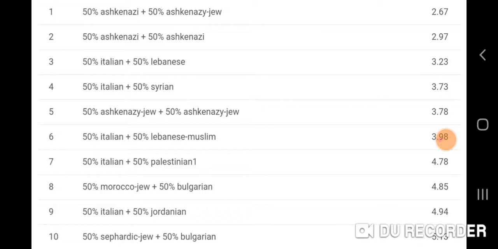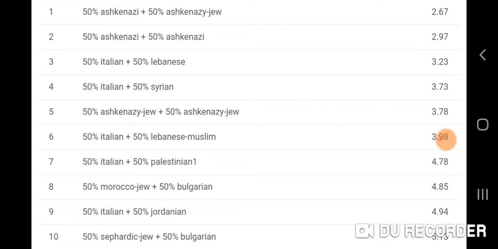As you can see from the screenshot, this is the two-way oracle. In HarappaWorld K16, number one is 50% Ashkenazi plus 50% Ashkenazi at a distance of 2.67, followed by number two, 50% Ashkenazi plus 50% Ashkenazi at 2.97, and then closely followed, number three, by 50% Italian plus 50% Lebanese at a distance of 3.23. Number four, 50% Italian plus 50% Syrian at 3.73. There's another Ashkenazi result, number five, and then number six, Italian and Lebanese Muslim.